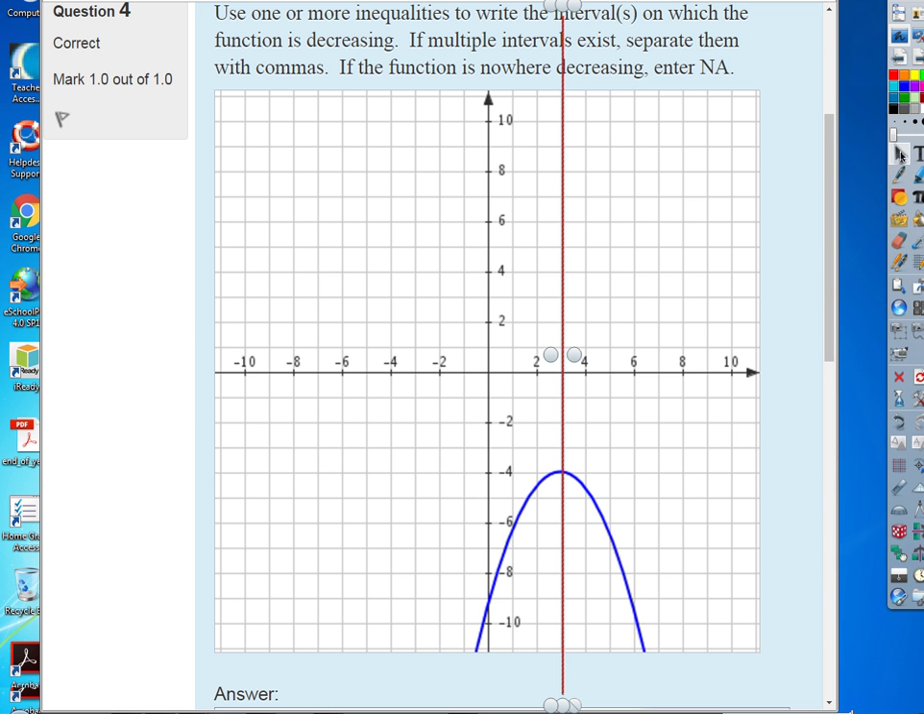Okay, so if that's the line, which side of that line is going to include the interval where it's decreasing, the left or the right? The right side is, isn't it, right? So then all we need to do is describe the x values included on the right piece of paper. That's saying that interval, right? Because we're always asking about x values.